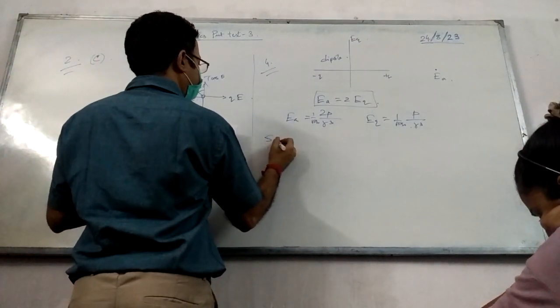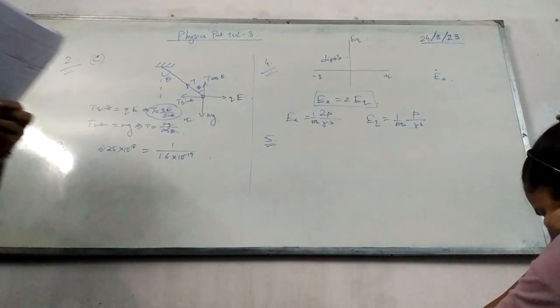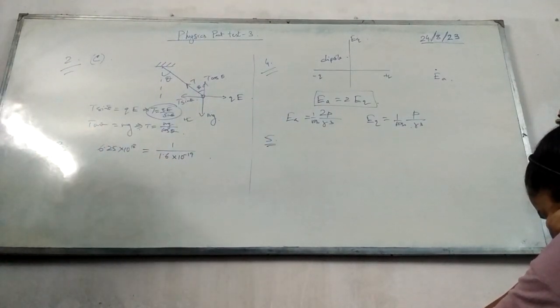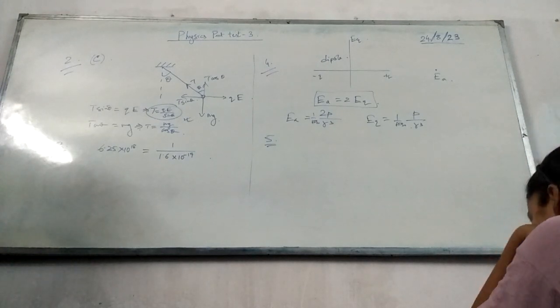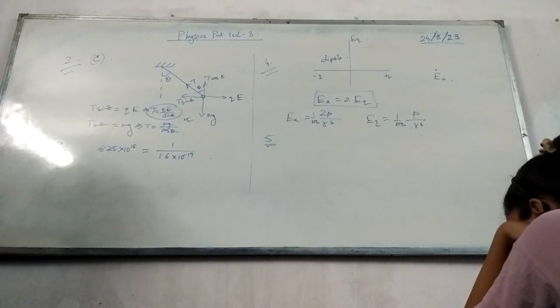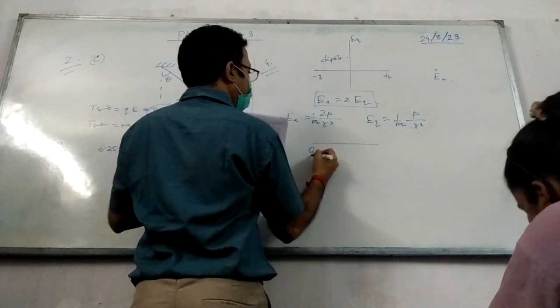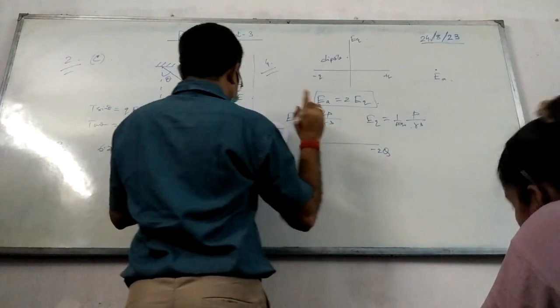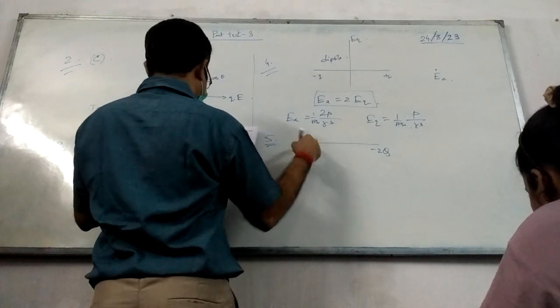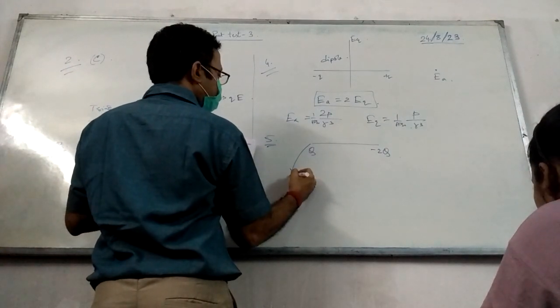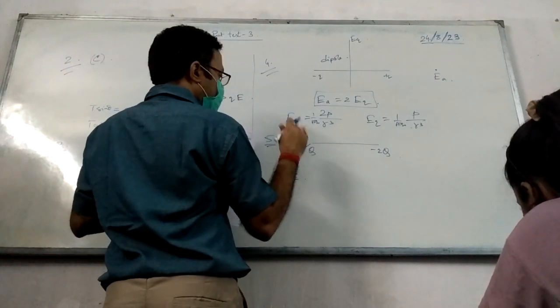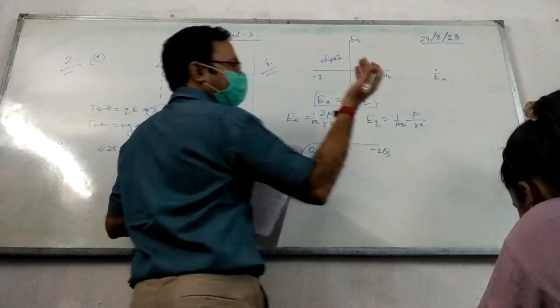Question number 5. This is interesting, you have to listen carefully. It says the point charges capital Q and minus 2Q are placed at some distance apart. If the electric field at the location of Q is E, the electric field at the location of minus 2Q will be. It means there is a Q here and minus 2Q here. Now they are saying at this point where Q charge is placed, the electric field is E. If at this point the electric field is E, then what is the electric field at this other point?